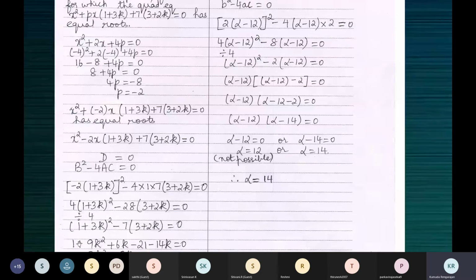When you divide by 4 throughout, the first term, when you divide by 4, you will be left with 1 plus 3k the whole square. 4 will get cancelled. Minus here, when you divide by 4, 4 1s are 4, 7s are 28. So 7 will remain. Minus 7 into 3 plus 2k is equal to 0 by 4.